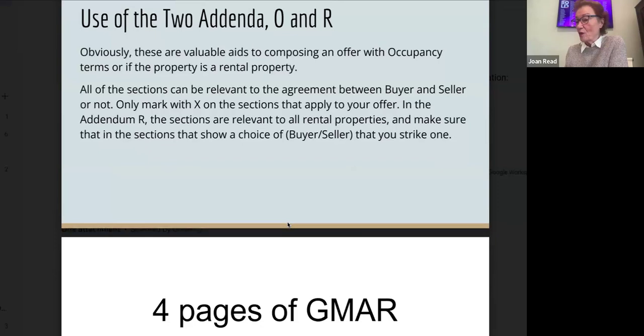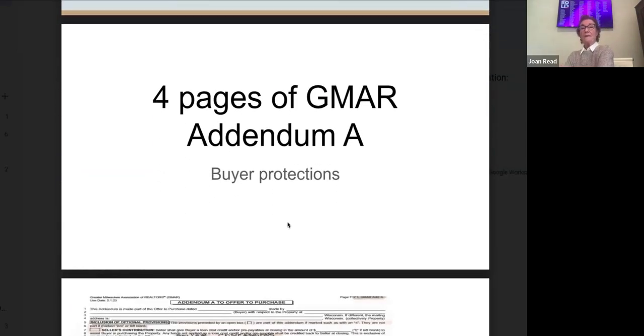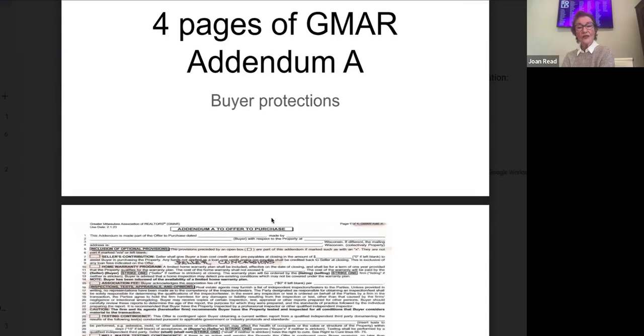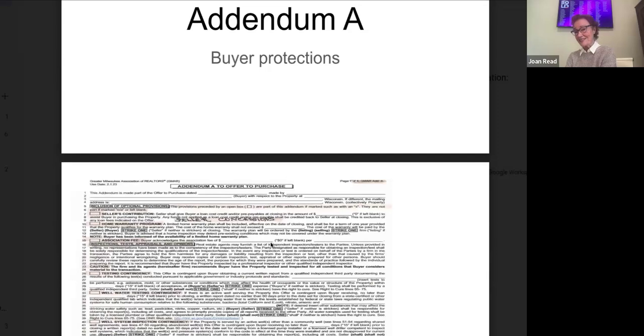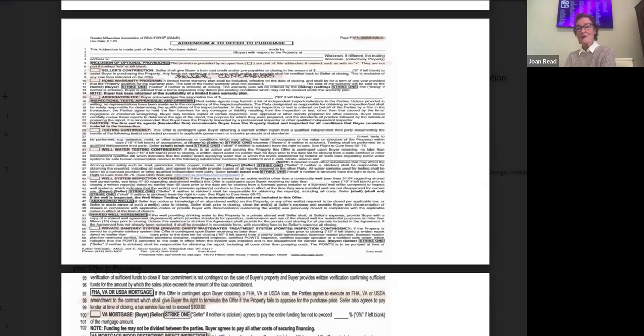So that's pretty much a quick rundown of addendum R. Basically, what Steph and I want to give you is knowledge that these addendums exist. There have been so many times when I'm talking to an agent, usually a newer agent, but they missed that part of their training and didn't realize that there was an addendum R or an addendum O. It makes your life much easier in drafting an offer if you're using under these two situations.